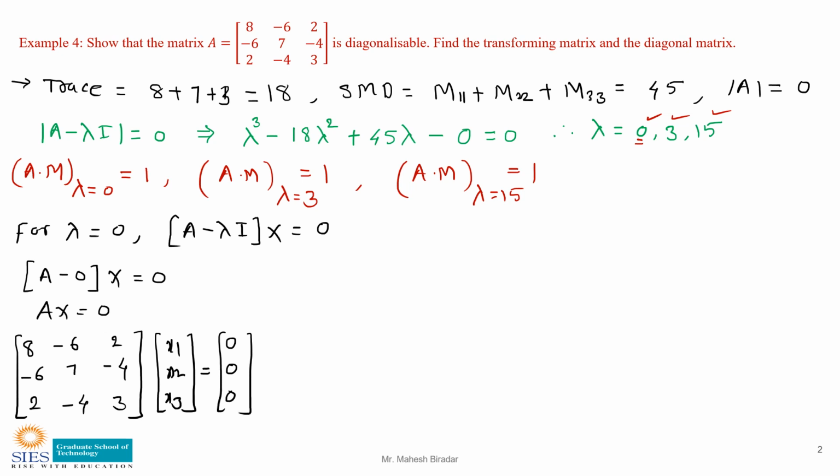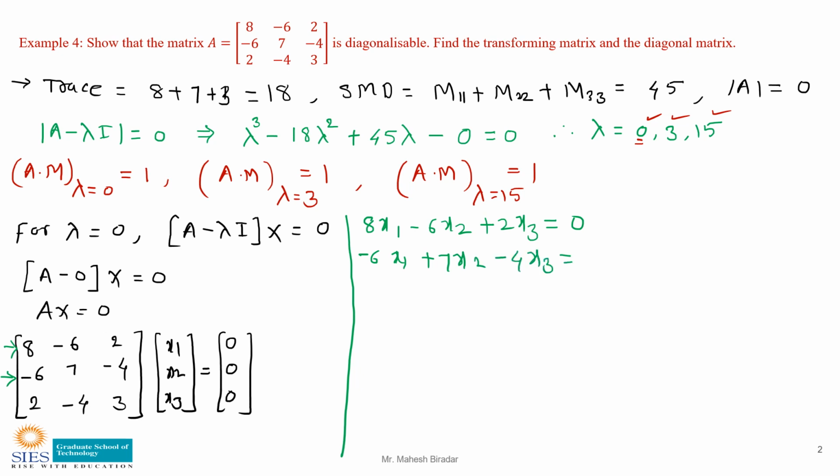Now here we have to select any two equations and use Cramer's rule to get the eigenvector associated with this. So I'm going to write in equation form: 8x1 minus 6x2 plus twice x3 is equal to 0. Second equation: minus 6x1 plus 7x2 minus 4x3 equal to 0. Use Cramer's rule.